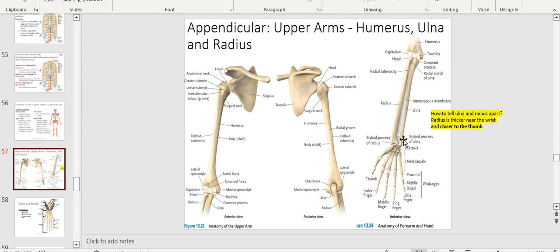So if you hold your hand in anatomical position, like this right here, palm up, you'll see that your radius is thicker down here. The ulna is pretty thin on this side. Just a way for you to tell this from that. And the radius is the one closest to the thumb. You can feel that there. Humerus, radius, ulna.